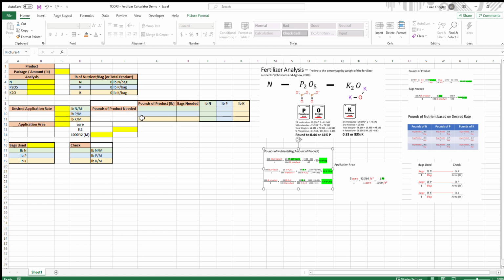The first thing I would recommend doing is pausing this video and setting your Excel up to look like mine here. Pay special attention to the yellow highlighted cells because those are going to be the input cells that feed the rest of the calculator.